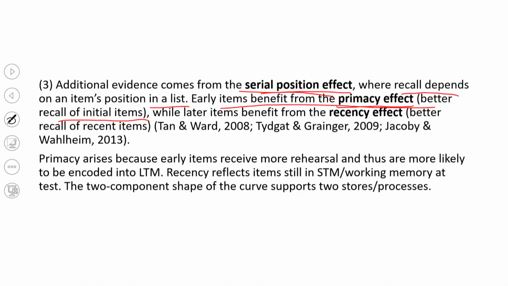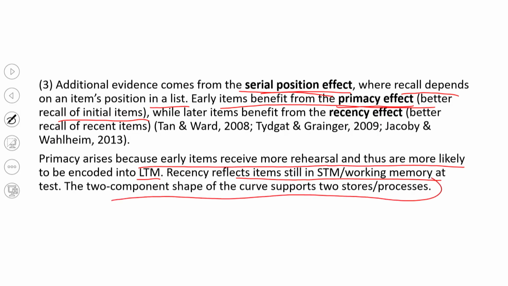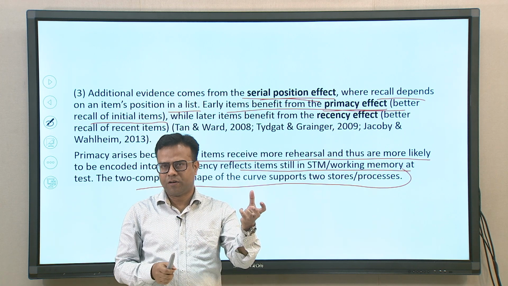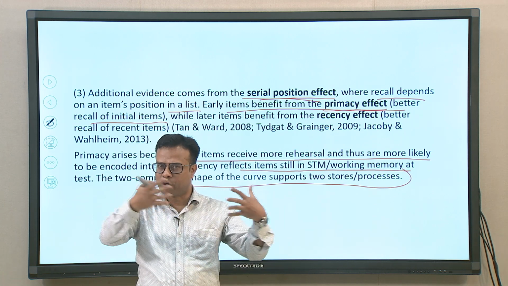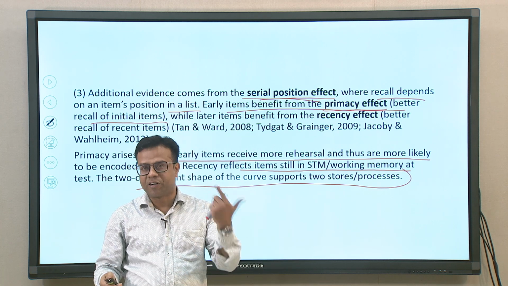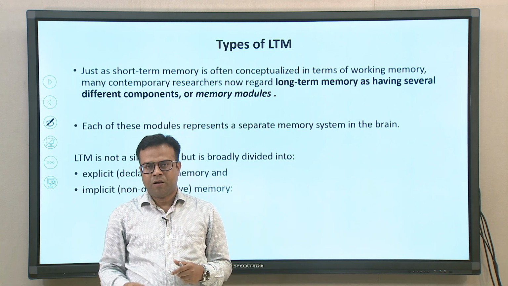Primacy arises because early items receive more importance in rehearsal and thus are more likely to be encoded in long term memory. Recency reflects that items are still in the short term working memory and maybe you are still remembering them. So, these two components shape the curve and support the two stores and processes. This also shows that there are two different systems by which people are able to recall something or not recall something, because of differences in the systems.